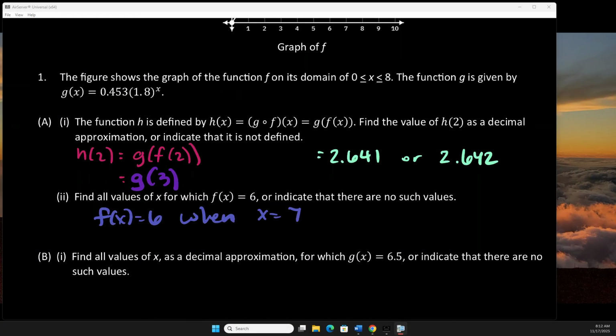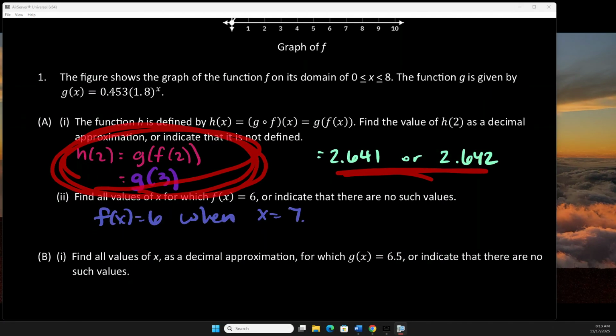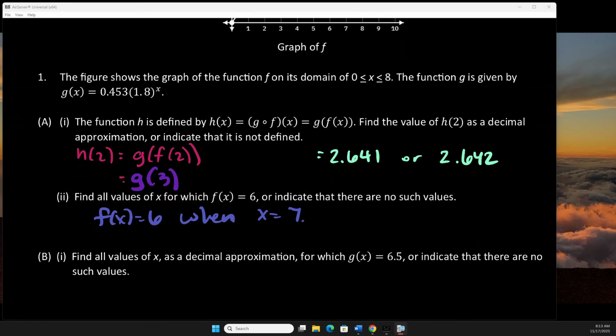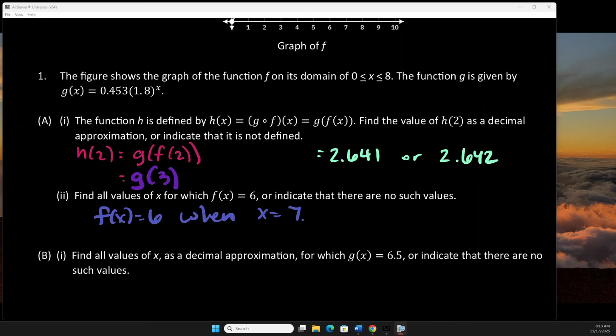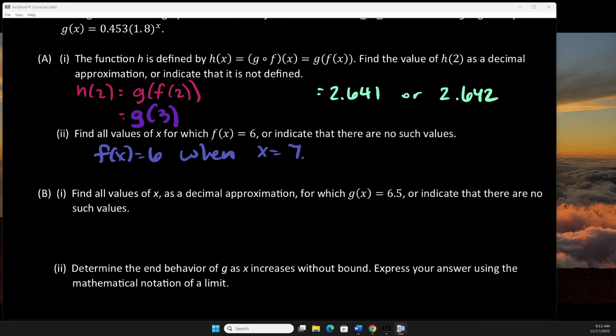Now, all you technically have to do is answer 7. I feel like when you write out the sentence, you kind of double check yourself that you really did answer the question. So I think it's good practice to write it out. But again, all you really have to do is put 7. On part A, or A part 1, you do need to show all these things. You can't just do it in your head and give the answer. So make sure you are showing your work on A part 1.